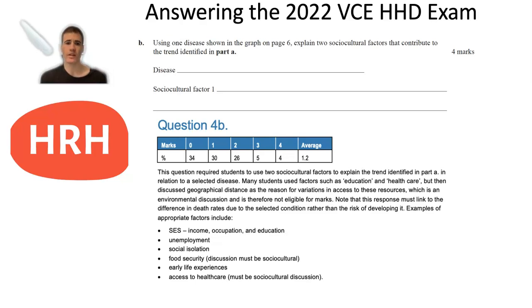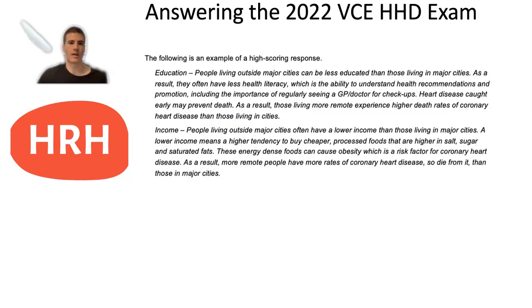So you can see that only 4% of students were able to achieve full marks for this particular question, but I don't think that if you've practiced these types of questions, it should be that challenging. I would always encourage students to choose sociocultural factors that are relatively straightforward, and so the ones that I would always probably encourage students to use are things like income and education. And so you can see here in the examiner's report they gave an example of a high scoring response that did choose education and income.